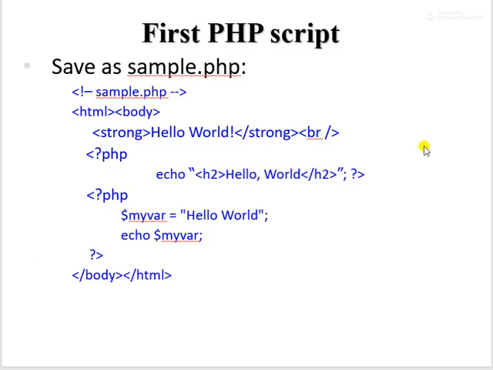Here is just a sample, your first PHP script, that you can write like this. It's a simple hello world program, we already discussed it before, but when we are going to save it, we can save it as a PHP file. We give it the extension .php.